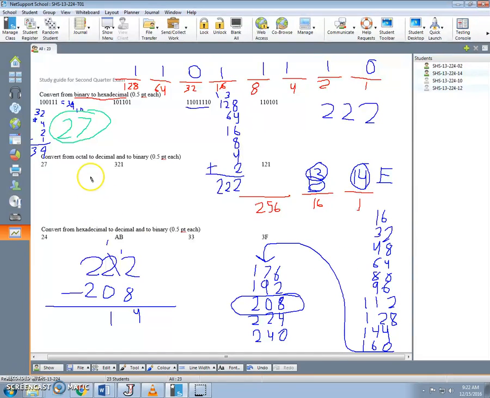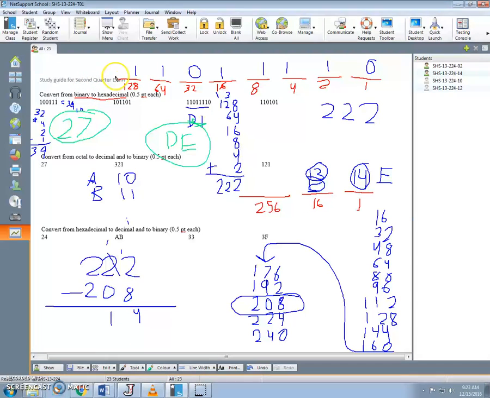Why is that? Well, take it like this. A is going to be considered 10, B is 11, and so on and so forth. C is 12, D is 13, E is 14. Our final answer comes out to D, E. All right. That's the first one.